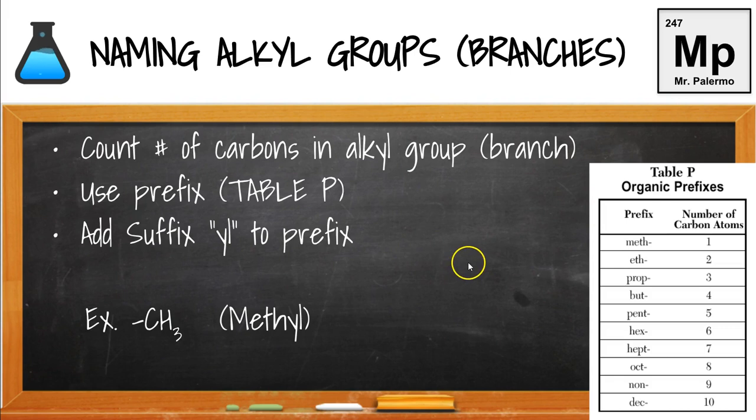When we name our branches, our alkyl groups, we're going to use table P for our prefixes. So if it's a one carbon branch, as in the example here, one carbon is meth, and we add the YL ending, indicating that it's a branch. So if it's one carbon, it's methyl, two carbons would be ethyl, three carbons would be propyl, and so on and so forth.